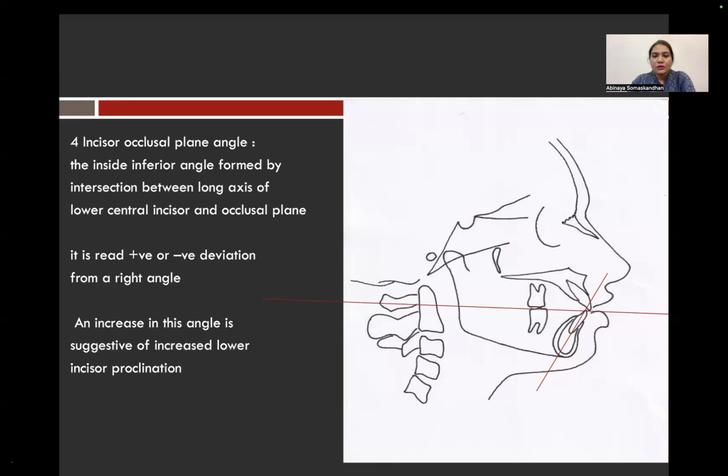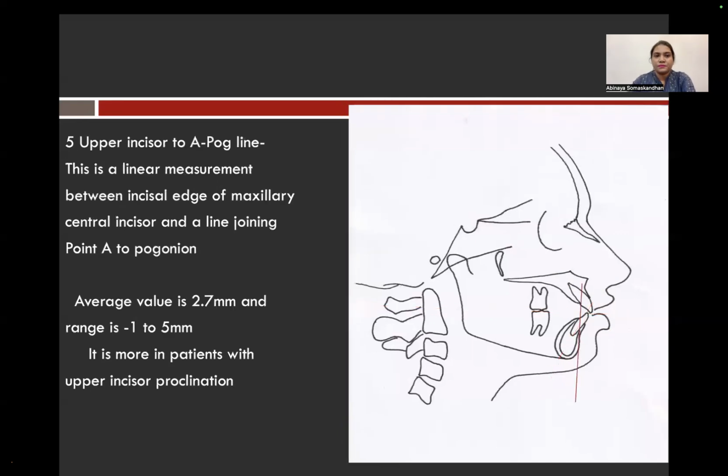Next is the incisor occlusal plane angle. So the inside or the inferior angle formed by intersection between the long axis of the lower incisor and the occlusal plane is called as the incisor occlusal plane angle. It is read as a positive or a negative deviation from a right angle. So an increase in this is suggestive of an increased lower incisor proclination.